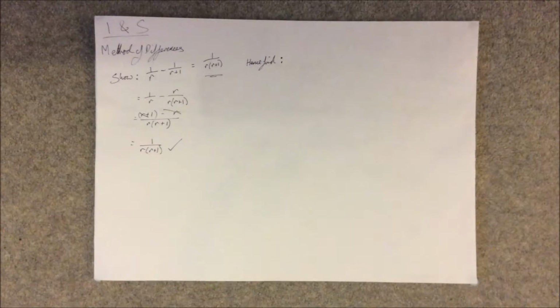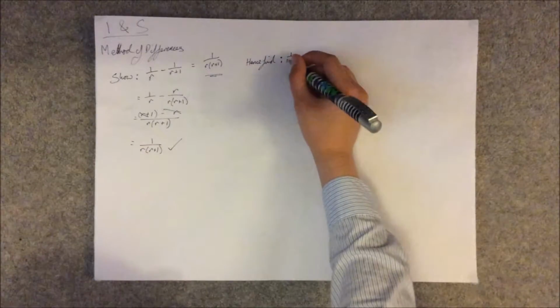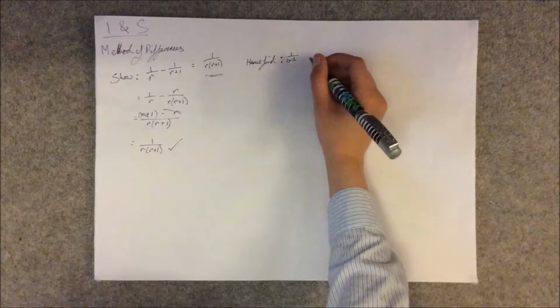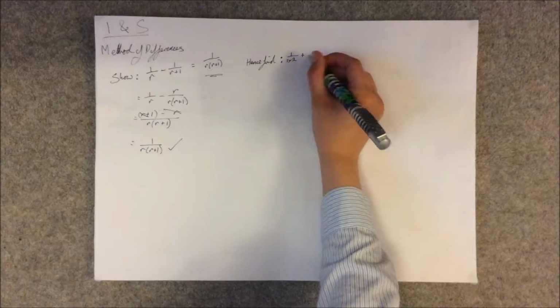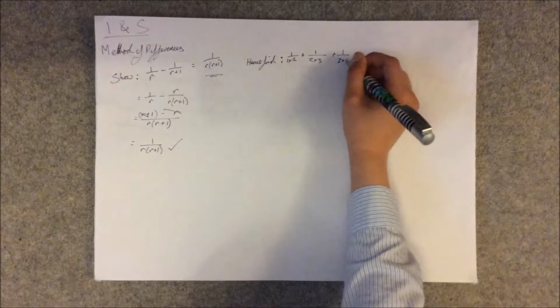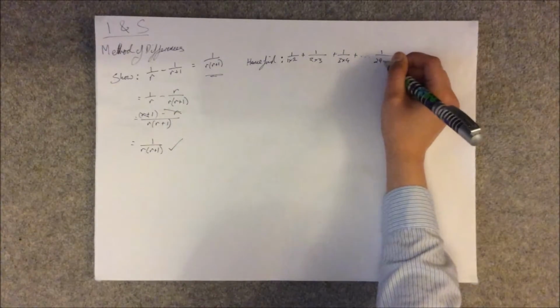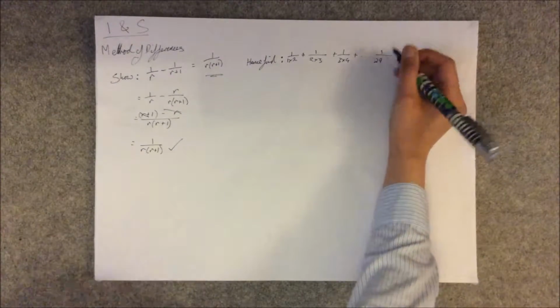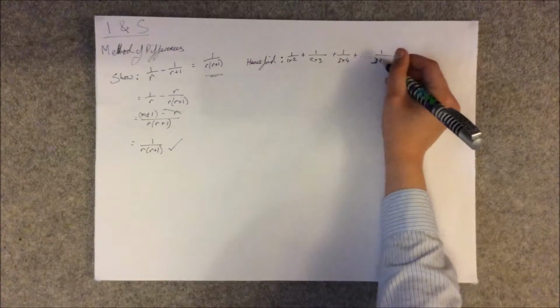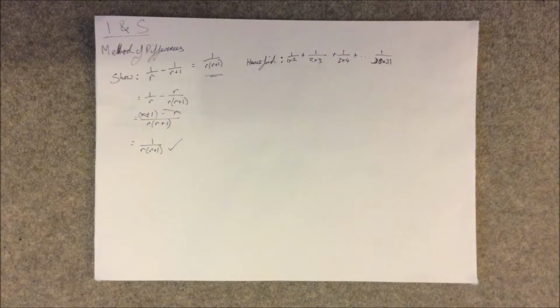So for this example, we have to find 1 over 1 times 2 plus 1 over 2 times 3 plus 1 over 3 times 4 all the way up to 1 over 29 times 30. It's 30 times 31. I'm making things up. It is 30 times 31.